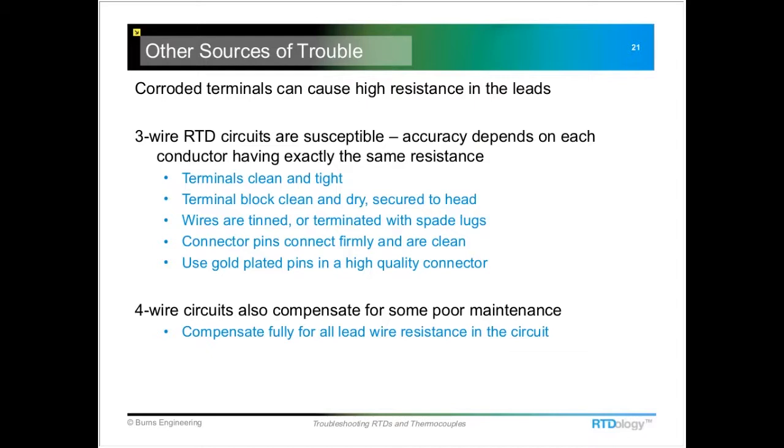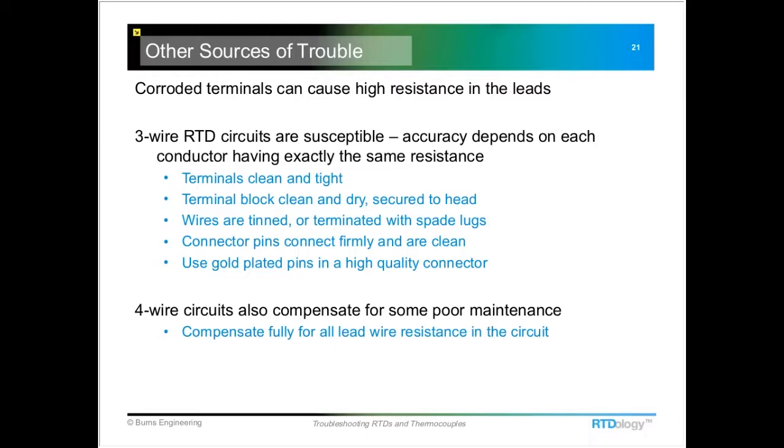So with that, some other sources of trouble I've run across: corroded terminals, where 3-wire circuits for RTDs are really susceptible to this. All 3 of those leads going down to the sensing element have to be exactly the same resistance for the lead resistance compensation to work correctly. If they're not, you're going to get a bad reading.